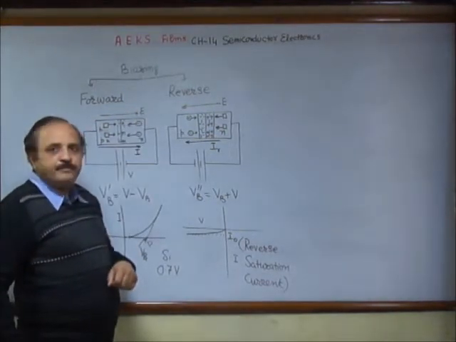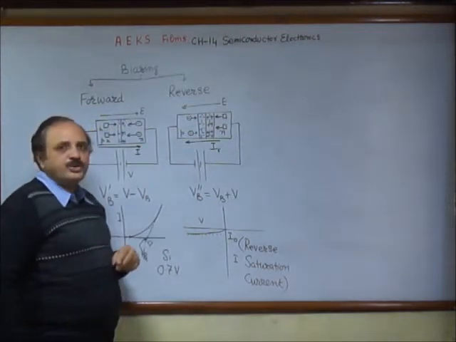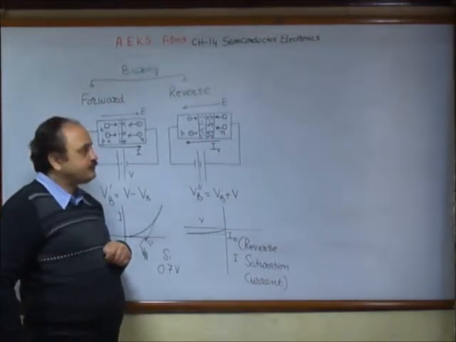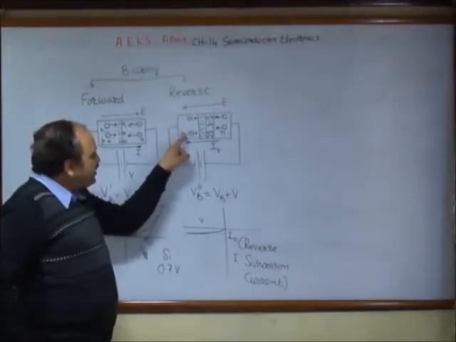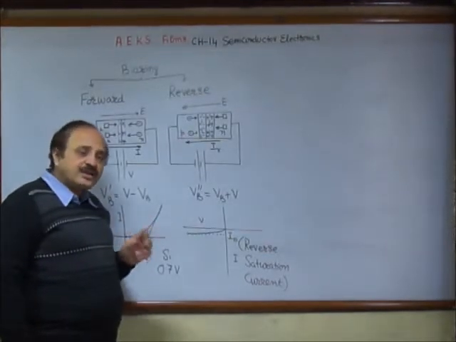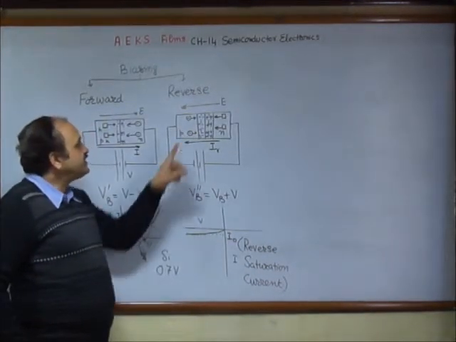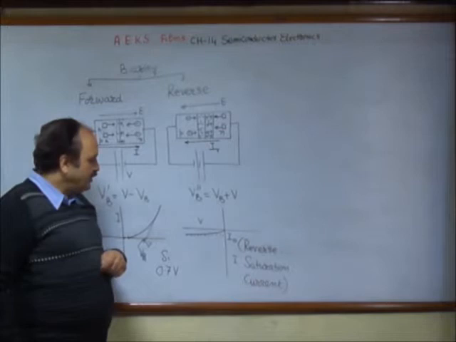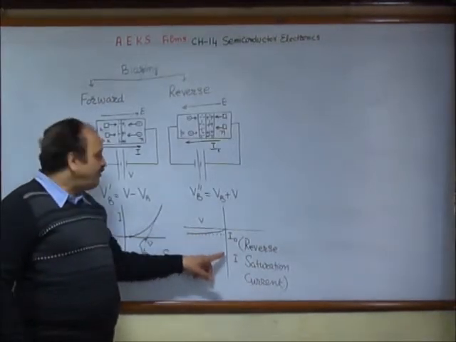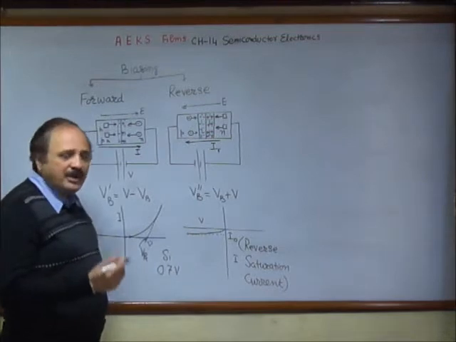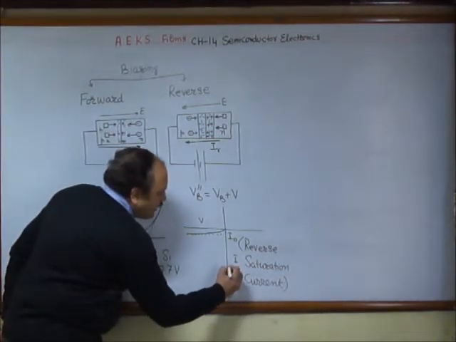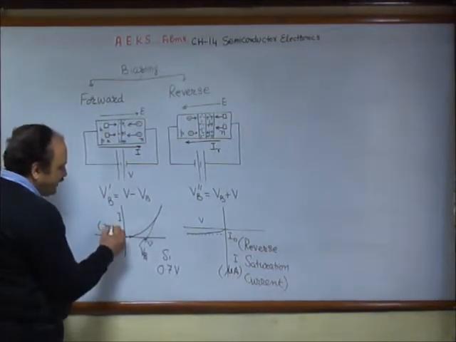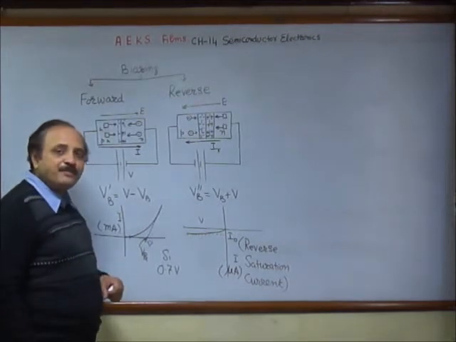In reverse biasing, due to the arrangement of the potential, the barrier potential becomes large. Now only the minority carriers are responsible for the current through the diode. Since they are small in number, moreover there is a large potential barrier, so you will find the current is very small. If I compare the two currents, normal diodes have a current in the microampere range in reverse biasing and milliampere in the forward biasing.